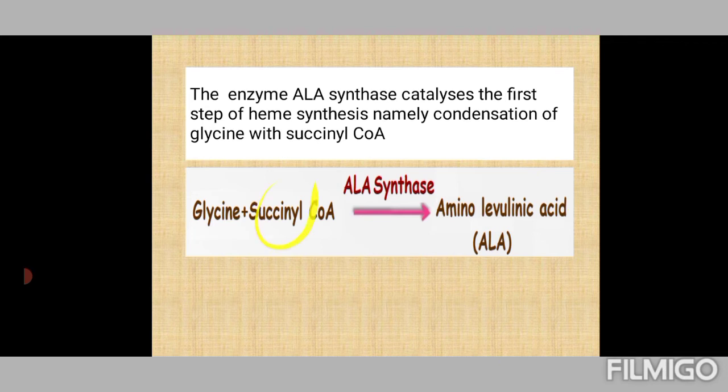And this succinyl coenzyme A, we are familiar with this particular molecule. This is a substrate in the TCA cycle, and this is an important reaction because this is the reaction which is regulated through feedback. If heme accumulates, it regulates ALA synthesis through feedback. So this obviously involves glycine as one of the precursors of heme.